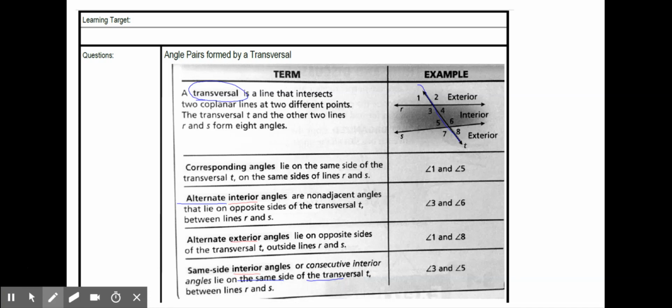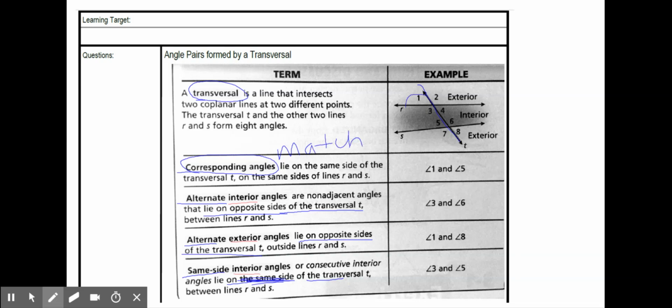Alternate means to lie on opposite sides. Same side means to be on the same side of the transversal. So alternate means to lie on opposite sides of the transversal, and same side means to lie on the same side of the transversal. And then corresponding is a tricky one. Corresponding means to match.